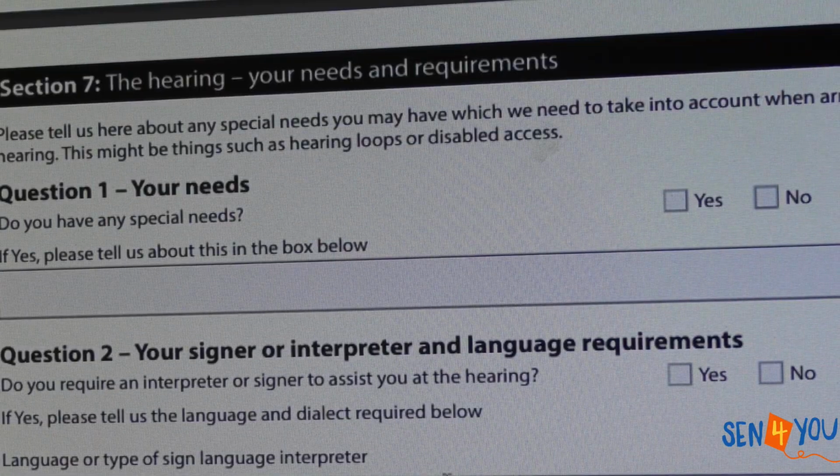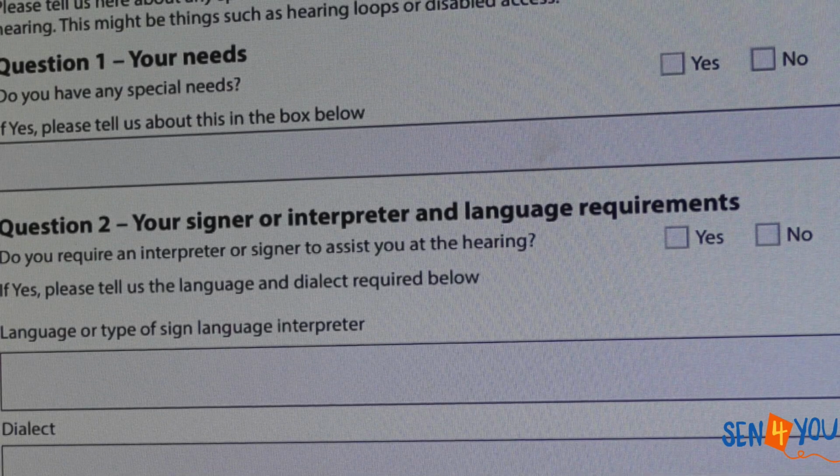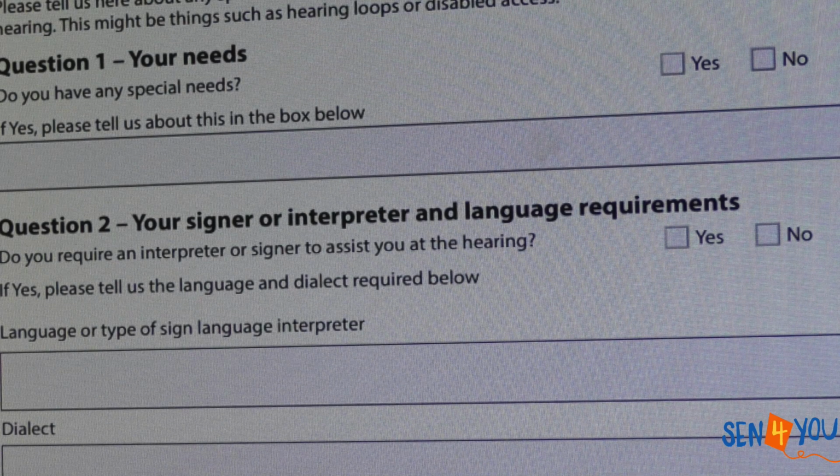Sections 7 and 8 are again exactly the same as the last form, in the sense that you'll be asked, if there is to be an oral hearing, to provide the tribunal with details about the adjustments that you might need to have made. For example, an accessible venue, signer, interpreter, hearing loops, whatever it may be.